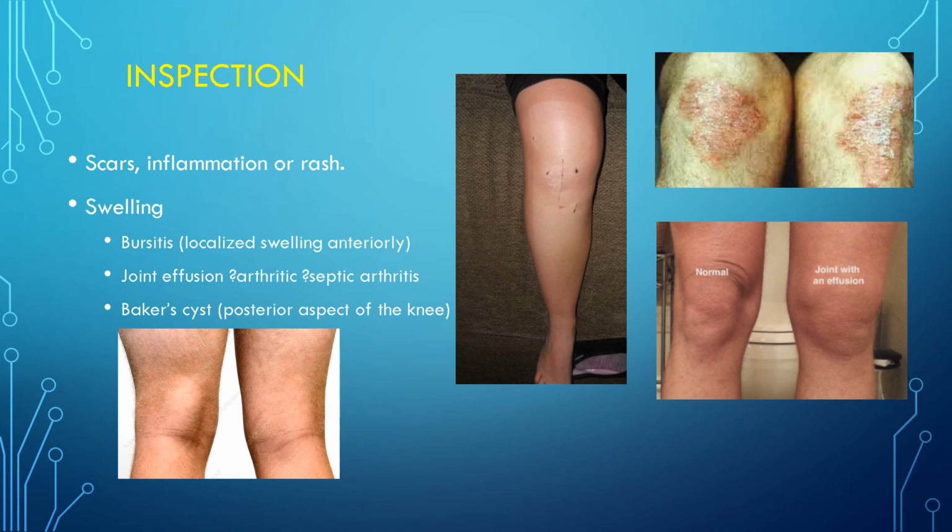Look for any inflammation. That could be infection, it could be an inflammatory arthritis. Look for swelling. You can get very localized swelling anteriorly, bursitis, or more global joint effusion. Then you have what's called a horseshoe effect over the top of the knee superiorly. There's a photo looking at a normal knee compared to the left knee with the joint effusion. And then don't forget to look at the back of the knee in the popliteal fossa for a Baker's cyst, as is present on the patient's left knee in the photo.